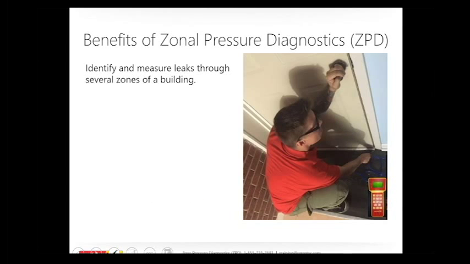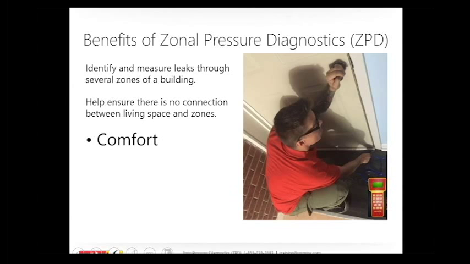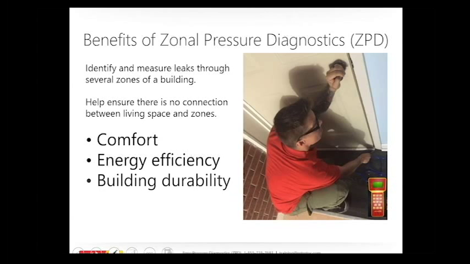So I want to get in first about the benefits of ZPD. We are going to talk about both basic applications and advanced applications, but in general, ZPDs are used to identify and measure leaks that pass through several zones, or some people would call them interstitial spaces. Today, if it's okay with everybody, we're just going to use the term zones. We're going to talk about how those leaks pass through several zones in a building.